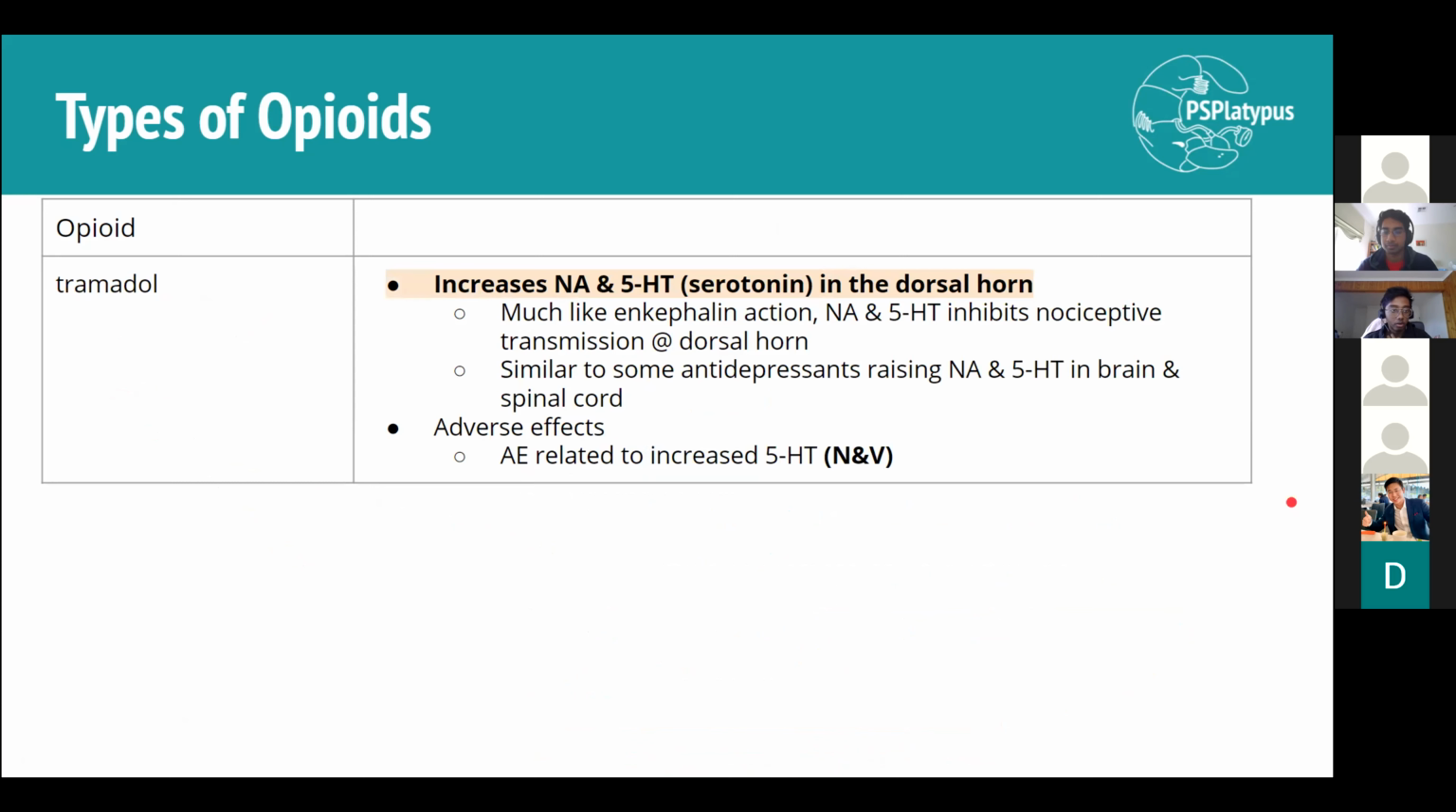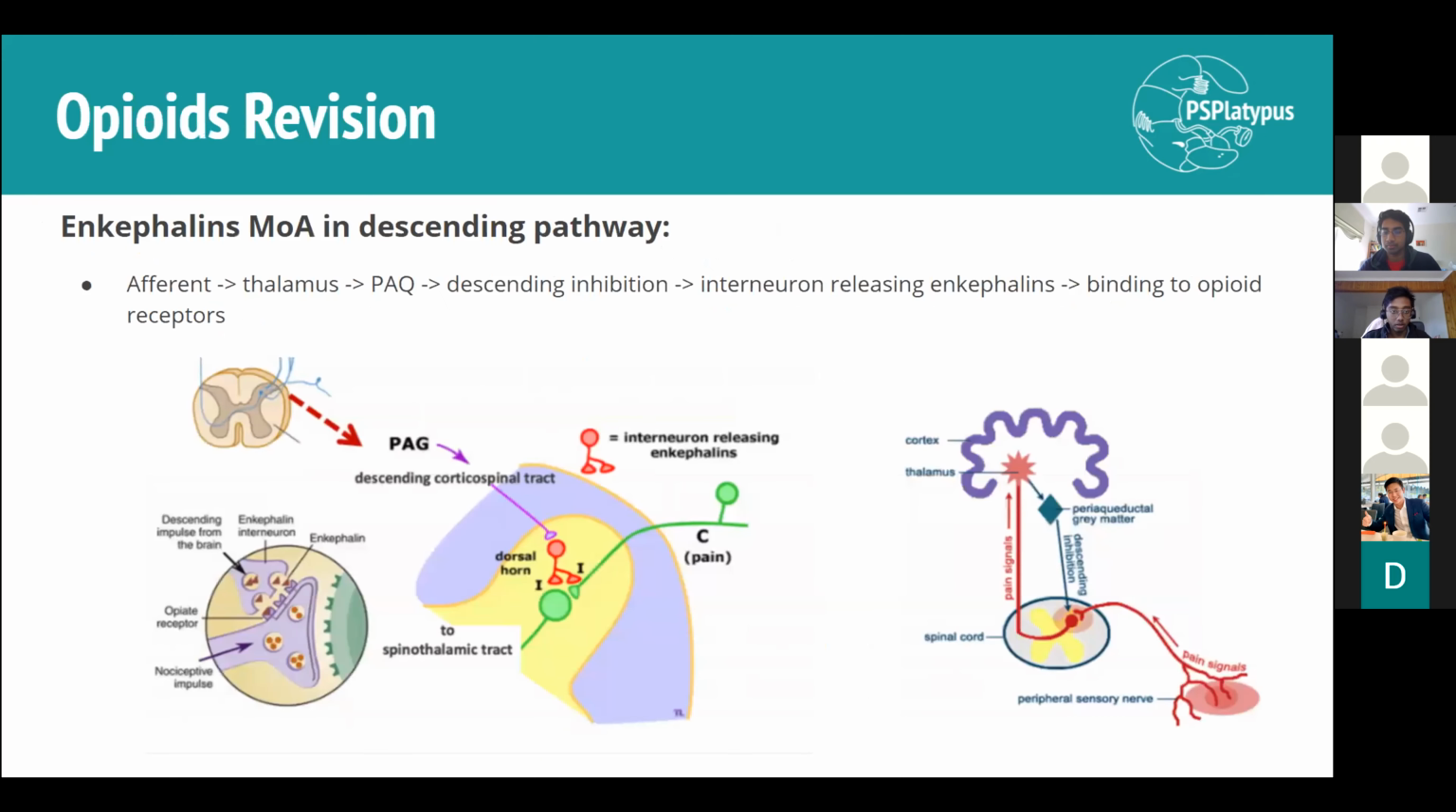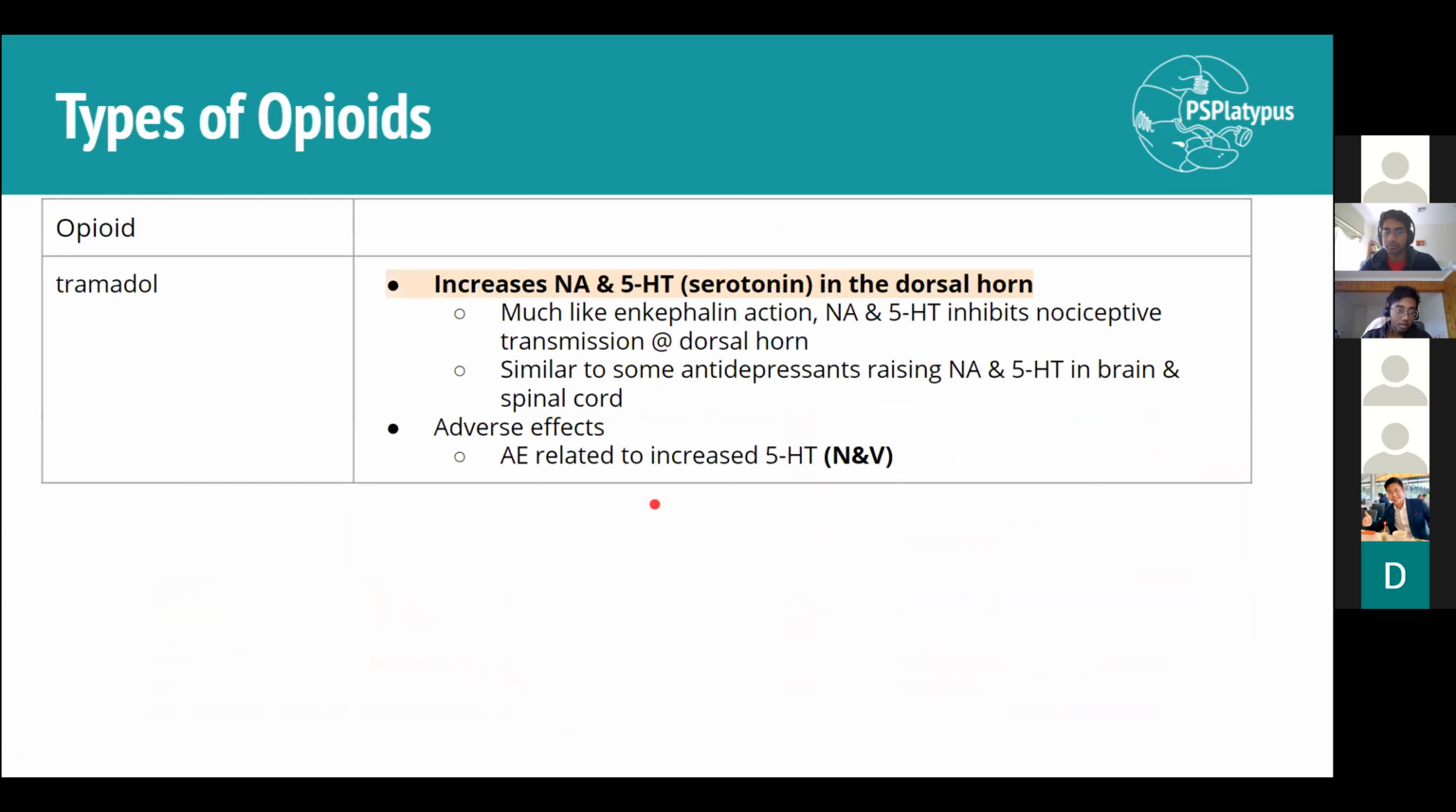There's one more drug called tramadol. In the dorsal horn, since we talked about the descending pathway, just remembering really quickly that interneurons release enkephalins, tramadol increases noradrenaline and serotonin, or 5-HT, in the dorsal horn. Much like enkephalin action, these two neurotransmitters inhibit nociceptive transmission at the dorsal horn, a similar effect.